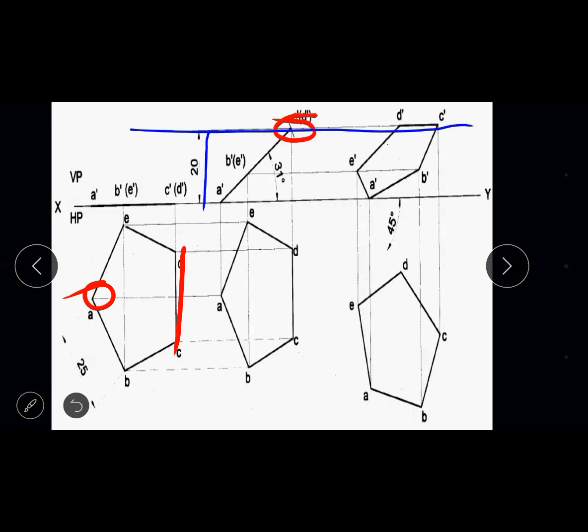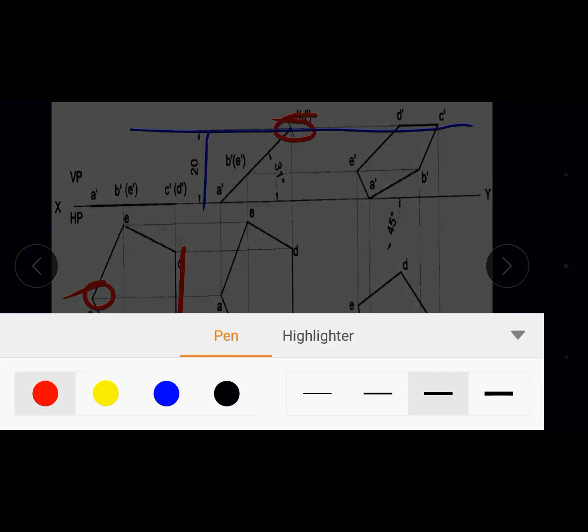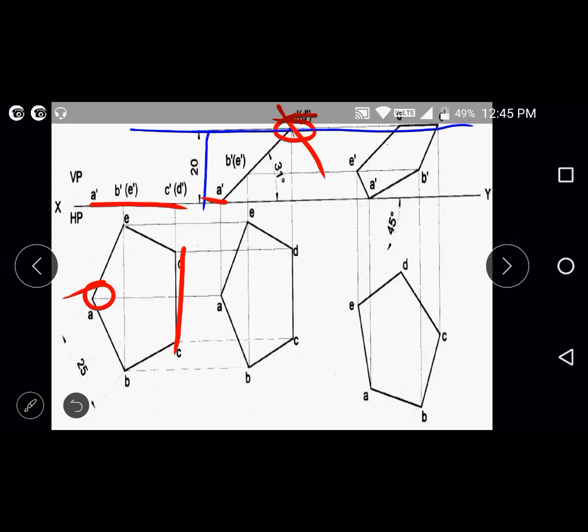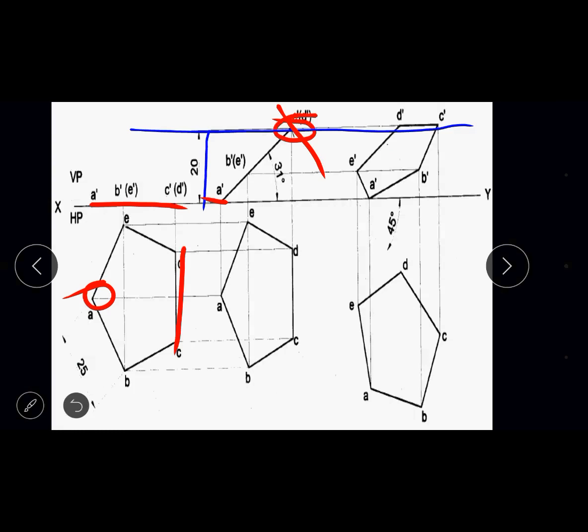Then measure the front view of the lamina. Whatever you got, measure it with your compass. Keep the compass point at some position over here, A dash, and cut an arc on this locus line drawn at 20 mm. Then join it.